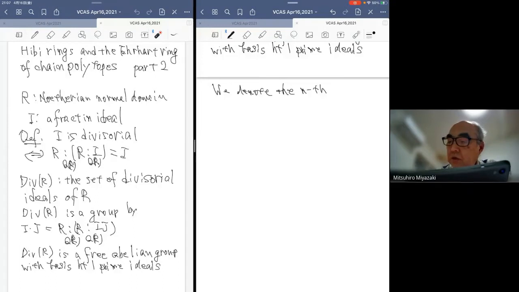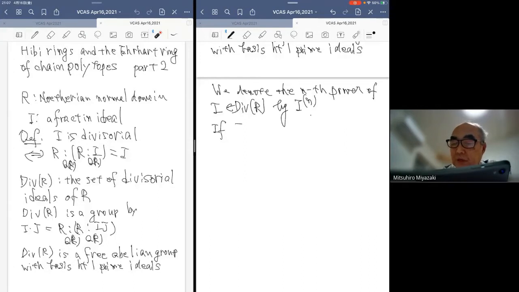We denote the n-th power of I by I to the parenthesis n, and if I is a proper ideal and n is positive, then I to the parenthesis n is the symbolic power.